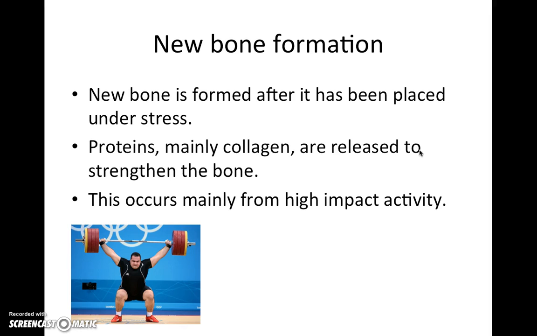So going through new bone formation. This is really good for impact sports such as, again, rugby and volleyball. New bone is formed after it has been placed under stress. So certain activities, again, are squatting, deadlift, clean and jerks, and the proteins, which is mainly collagen, are released to strengthen the bone. And this occurs mainly from high impact activities, like I said. So this would be really good for someone at the net at volleyball when they're constantly jumping up and down to block shots or volley shots into the opposition ground.